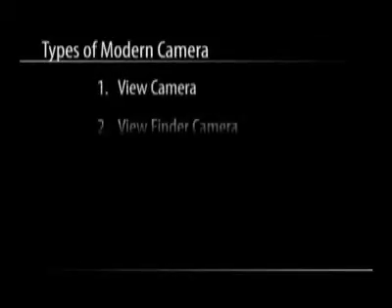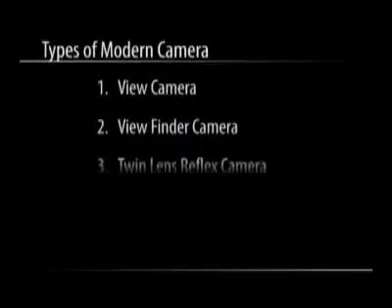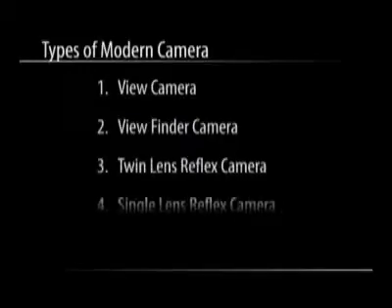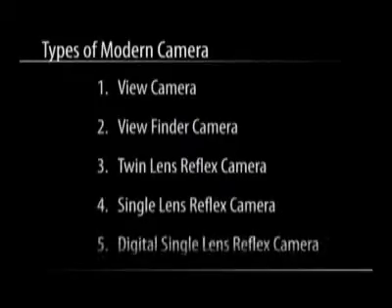Types of modern camera. Having seen the three formats of the camera, let us now see what the cameras available to us in these formats are. We first have the view camera, then we have a viewfinder camera, then we have a TLR camera, SLR camera, and of course the most modern and the most useful DSLR camera.